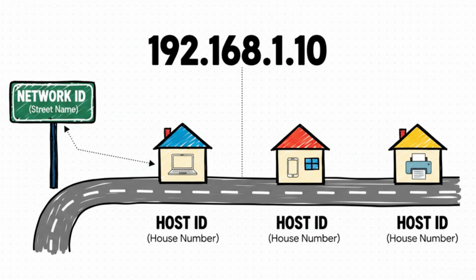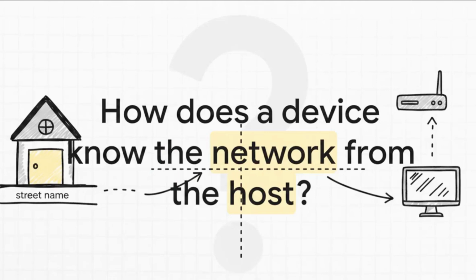Then the second part is the host ID, and you guessed it, that's like the specific house number. This part has to be totally unique for every single device. So it's like this, same street, but a different house number for everyone. So that leads to a pretty logical question, doesn't it?